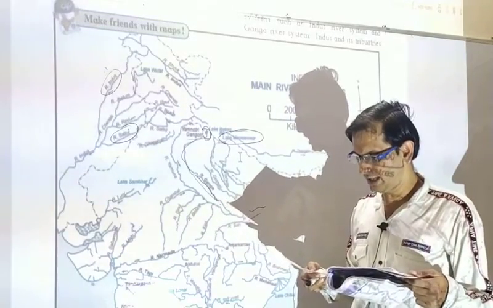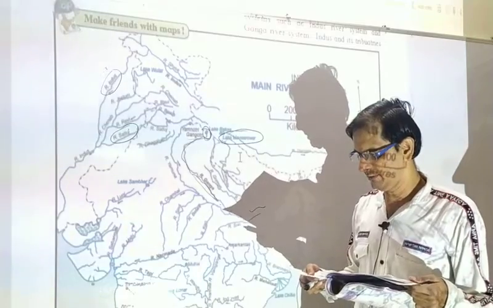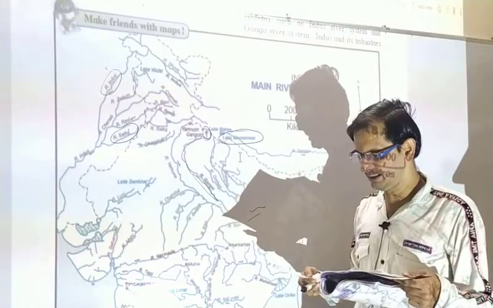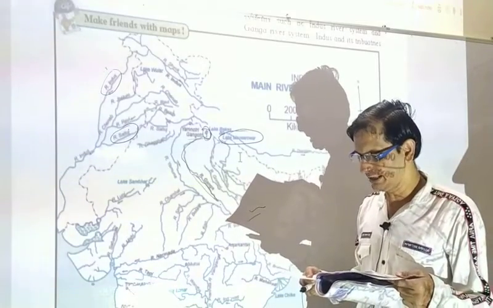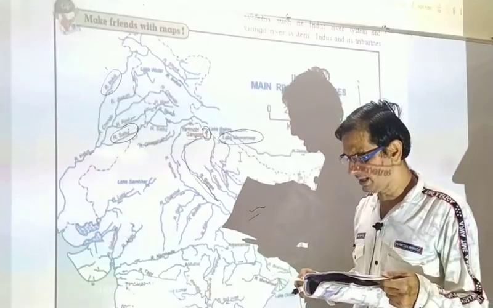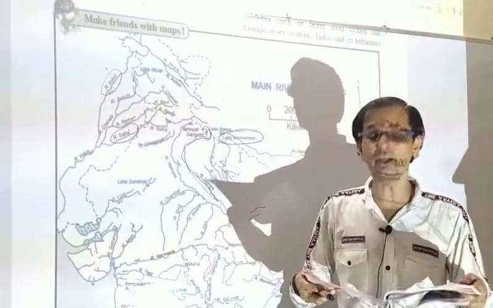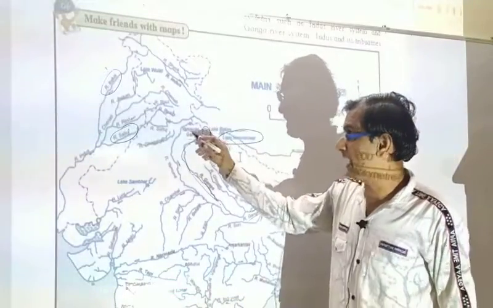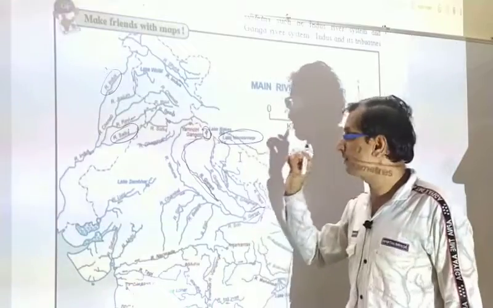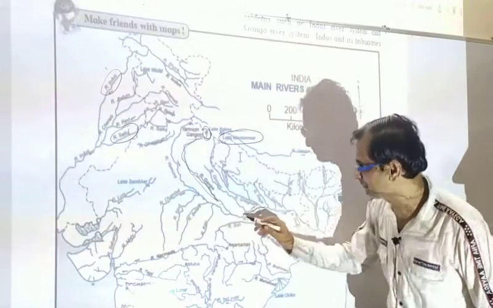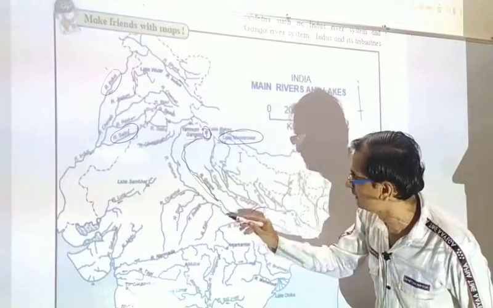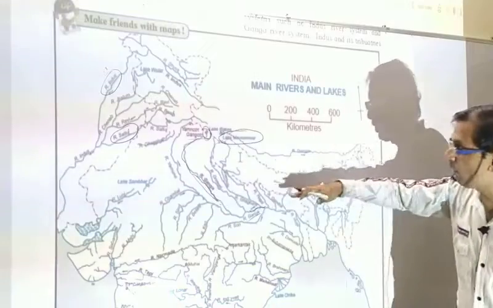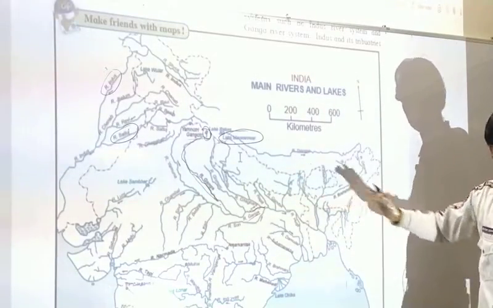River Ghagra, River Gandak, River Rapti, River Sharda, River Gomati, then River Ken, River Betwa, River Sindh, River Chambal, even River Yamuna is also. Even though Yamuna is not directly a tributary of River Ganga, it meets here, at this point you can see, and goes and meets Ganga, and all these rivers flow eastwards toward the eastern side of India.